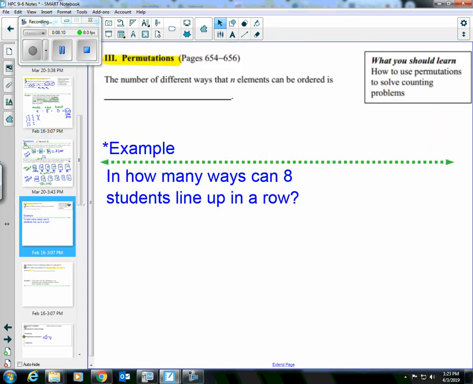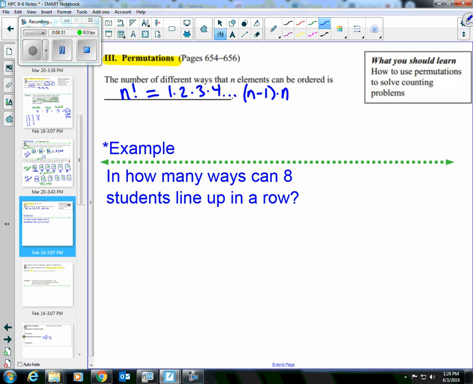All right, let's talk about the difference between permutations and combinations. Permutations are the number of different ways you can put things in order, so n elements can be ordered. So a permutation is n factorial, which means, remember, you have 1 times 2 times 3 times 4 all the way up to n minus 1 times n.